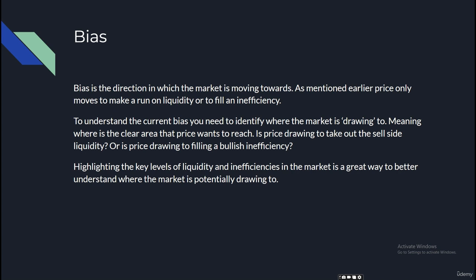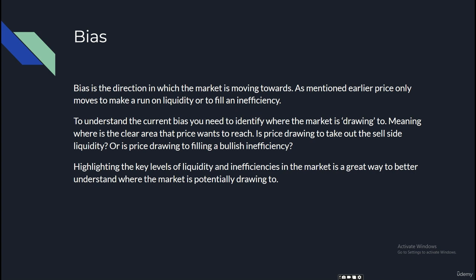Meaning, where is the clear area that price wants to reach? And that's what drawing means. When we say the market is drawing, where is the market reaching for? What level or what area is the market trying to go to? So is price drawing to take out the sell side liquidity, or is price drawing to fill a bullish inefficiency? That's why it's very important to be highlighting the key levels of liquidity and inefficiencies in the market, so you can better understand where the market is drawing to.